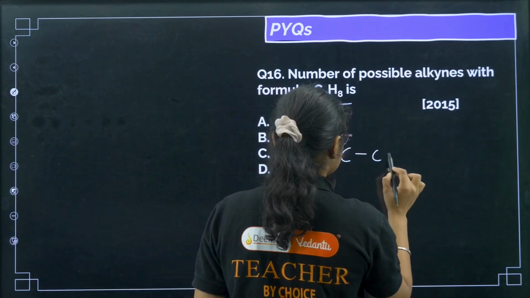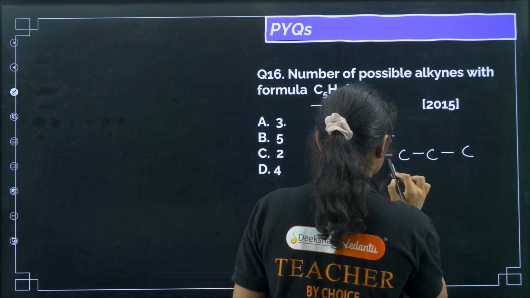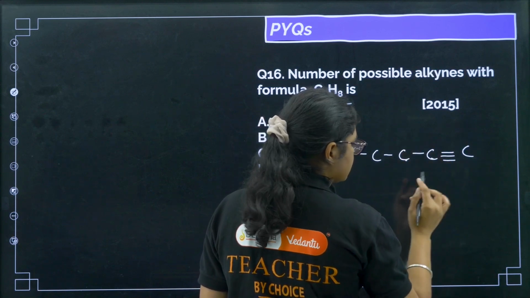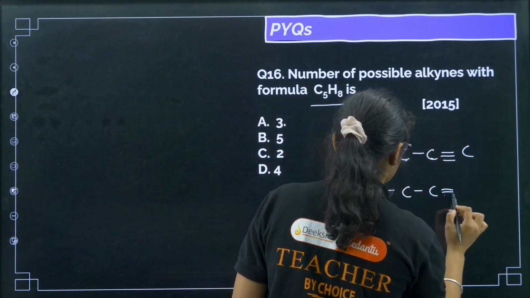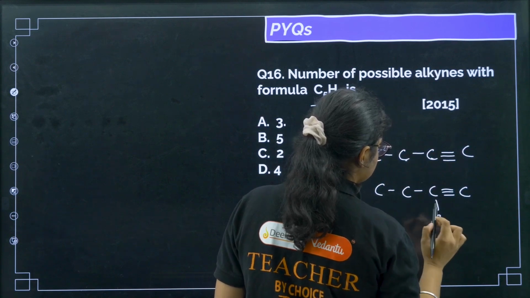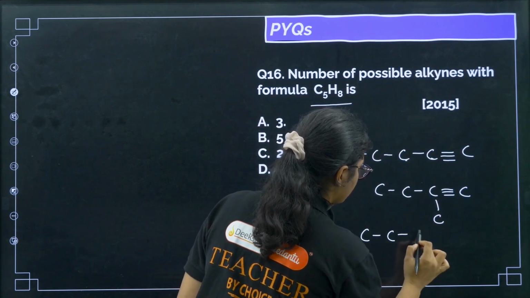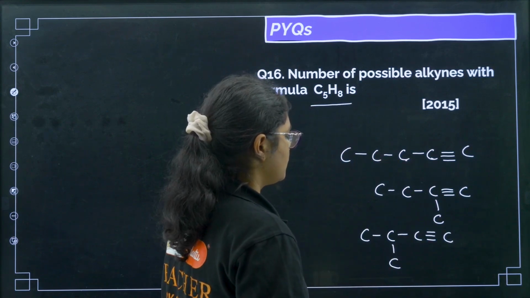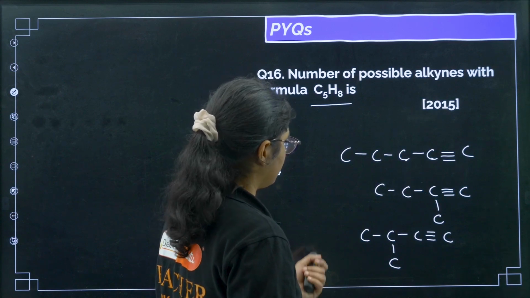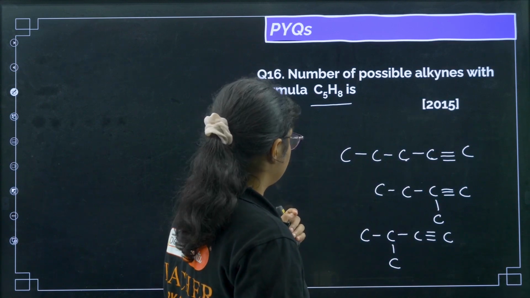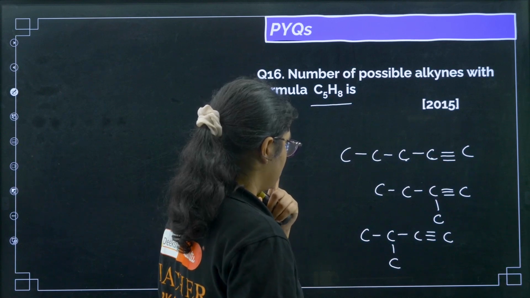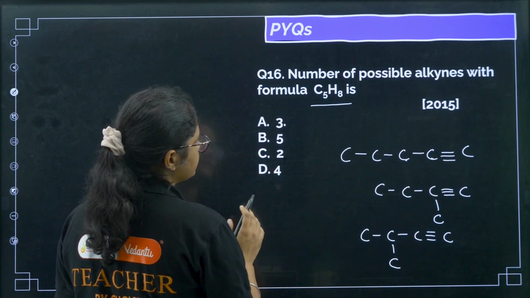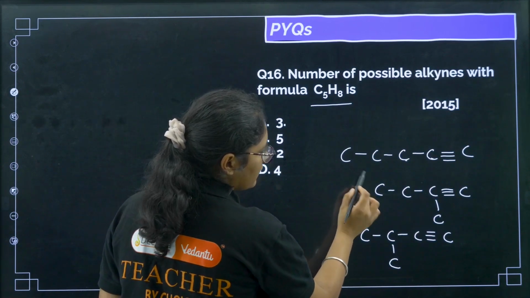Next, number of possible alkynes with formula C5H8. So let us draw 1, 2, 3, 4, 5. Here I will get this, that is one possibility. Alkynes can come at the terminal, right? So we can make a 4 carbon chain like this, and here I will attach the 5th carbon. And one more thing I can do is make it like this, and attach the 5th carbon here. So I got 1, I got 2, I got 3.